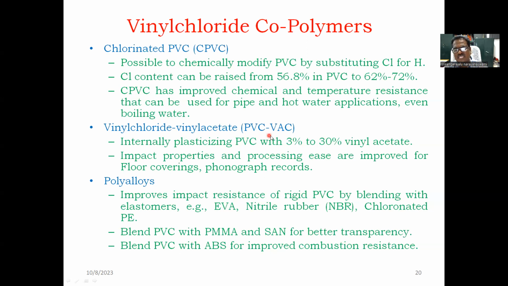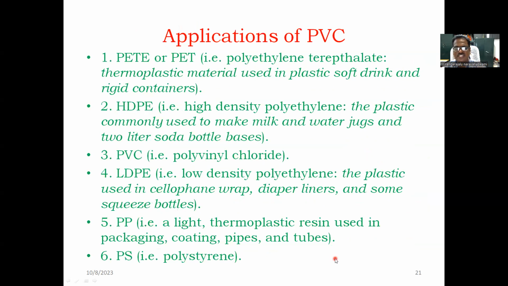Vinyl chloride, vinyl acetate, PVC-VAC: internally plasticizing PVC with 3% to 30% vinyl acetate, impact properties and ease of processing are improved, for floor coverings, phonogram records, etc. Polyalloys improve impact resistance of rigid PVC by blending with elastomers, for example EVA, nitrile rubber NBR, and fluorinated polyethylene. Blend PVC with PMMA and SAN for better transparency. Blend PVC with ABS for improved combustion resistance.